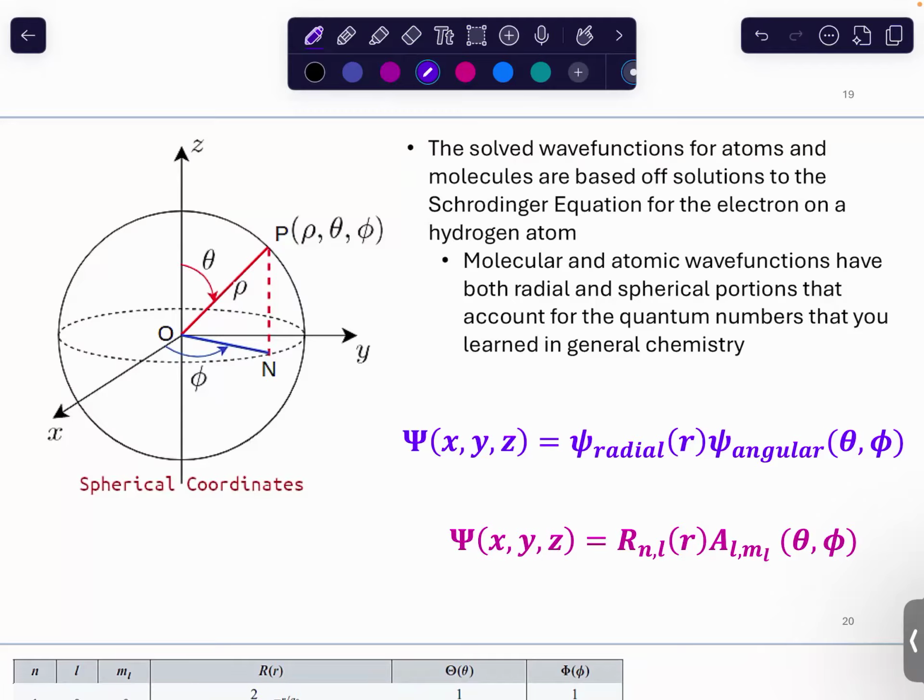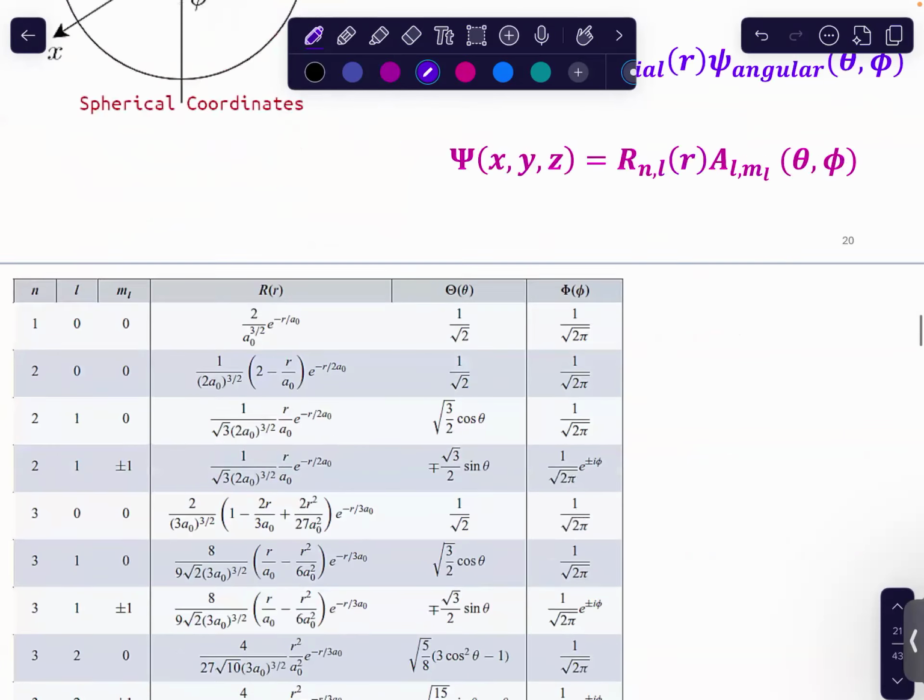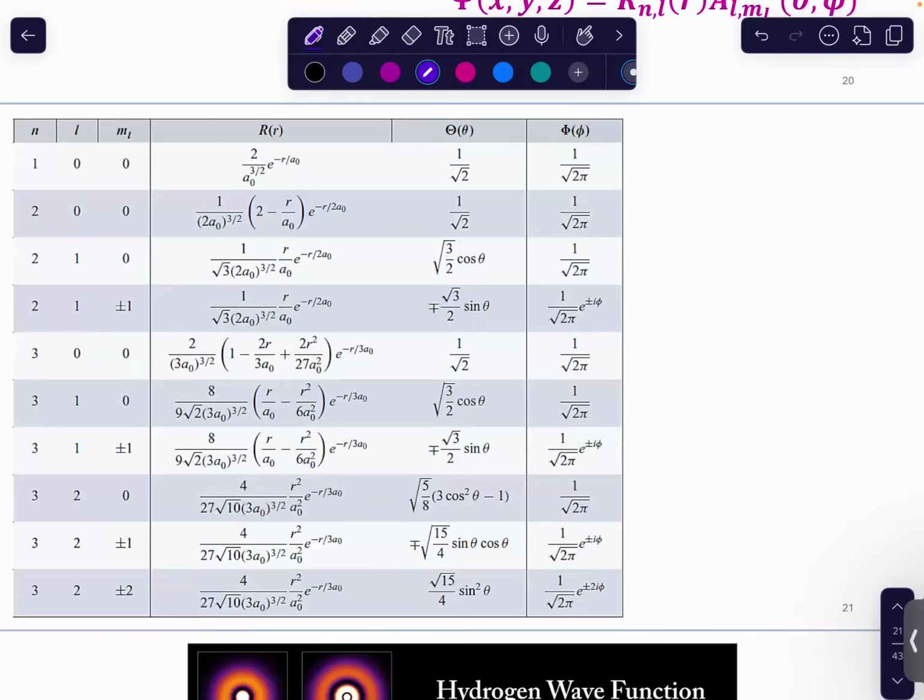And so your radial part is going to be from the center of the atom out, like your rho value, and your spherical harmonics are part of theta and phi. And you remember in general chemistry, when we're learning about all the quantum numbers, N, L, M sub L, this is where they're used. They're going to parameterize your wave functions. Let's take a look here. Look how these change.